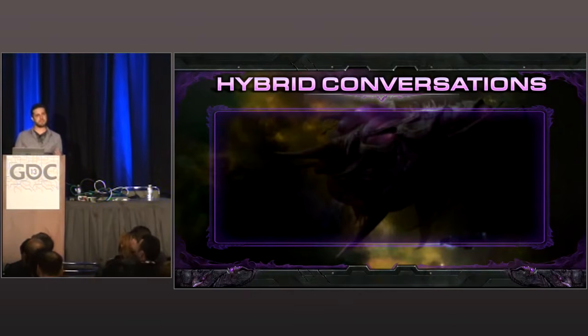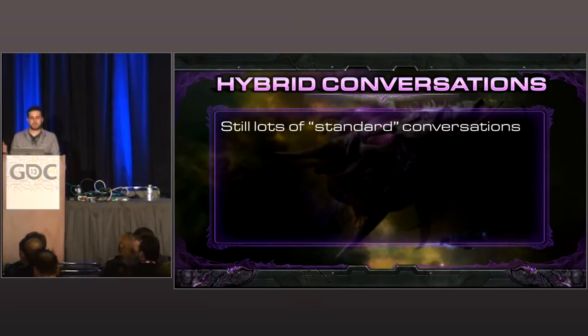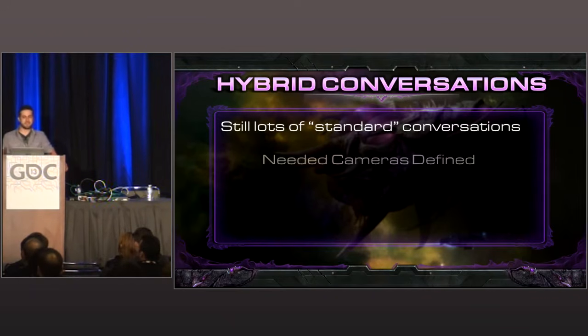And so the weirdest of these is definitely these hybrid conversations that we ended up creating. So what happened was in Heart of the Swarm, we still had a lot of these standard conversations, right? These are things that weren't really worth promoting up to cinematic cutscenes and hand creating. So we still used the procedural conversation system to play these back. Things like just 2 or 3 dialogue lines in a row. The problem with that, though, is that the procedural system still needs us to define the cameras, right? We still need to be able to say what cameras to use for a given dialogue line.